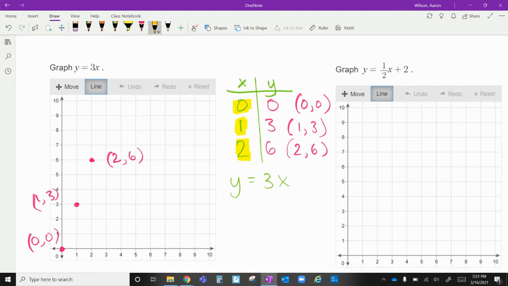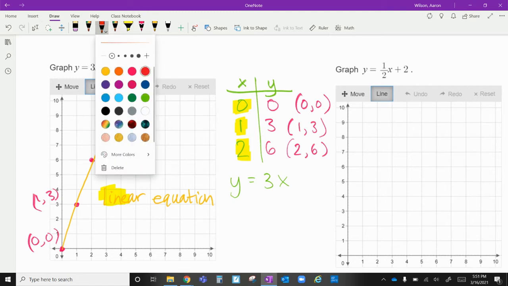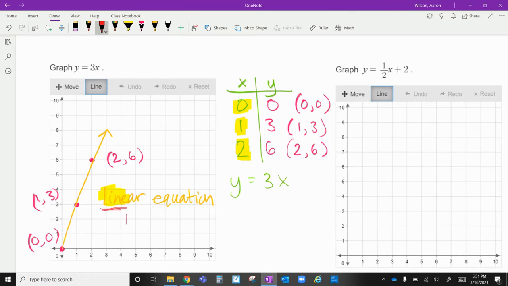And what we typically do is connect the dots. And that right there is actually called a linear equation. And the reason why it's called a linear equation, I'll give you a big giant clue: it creates what type of line? It creates a straight line. So that's why it's called a linear equation, because you've got the word line in the word. There you go. That was graphing y equals 3x. That's what it looks like on the graph.